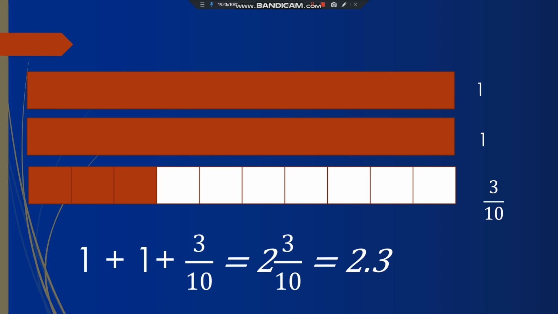Here we have two complete boxes, that is 1 plus 1, and the third one is divided in 10 parts, out of which only 3 are shaded. That is 3 by 10. So 1 plus 1 plus 3 by 10 will give you 2 3 by 10, that is 2.3.